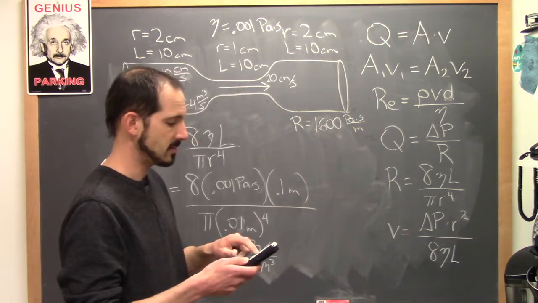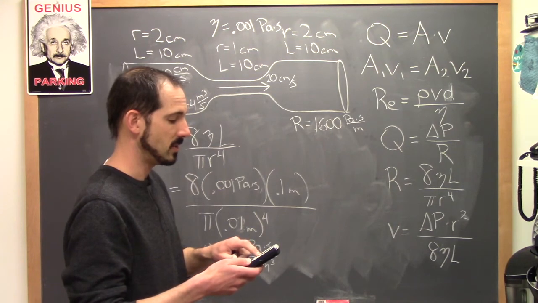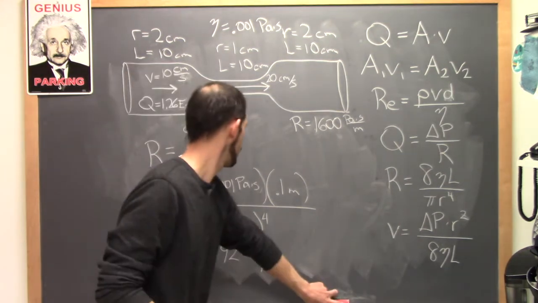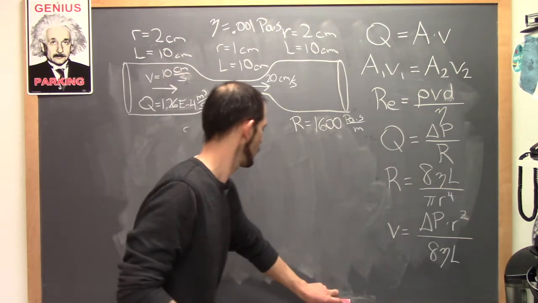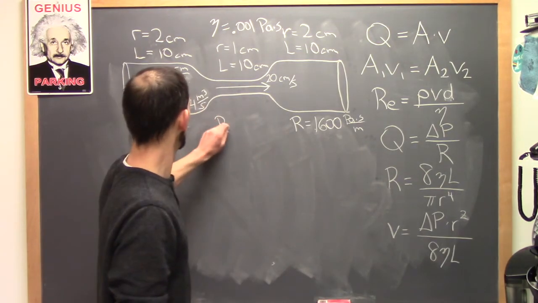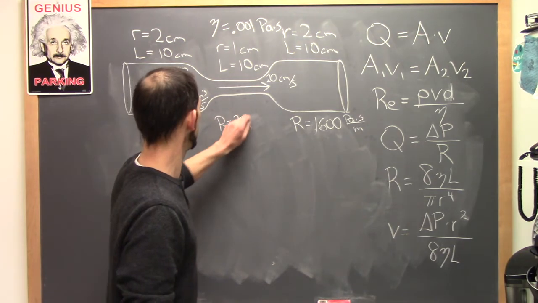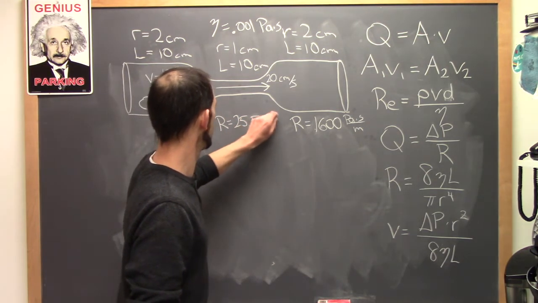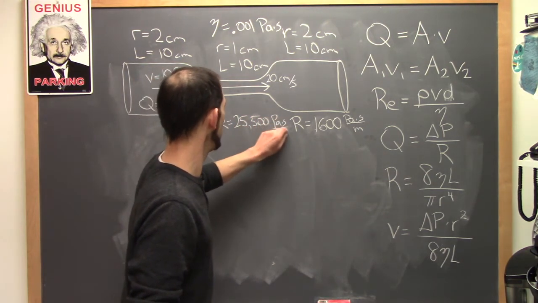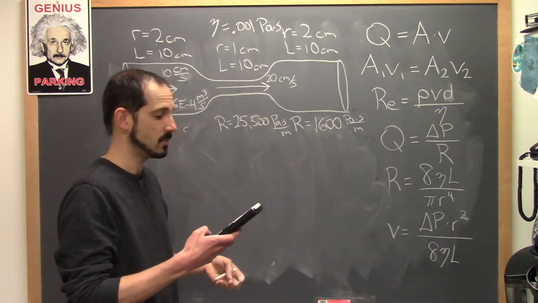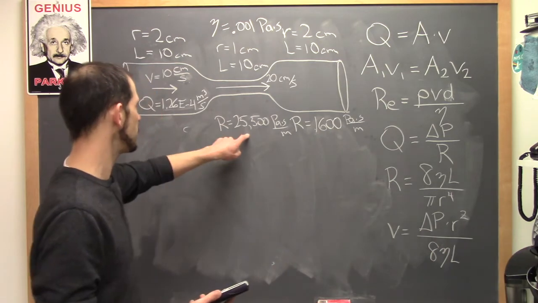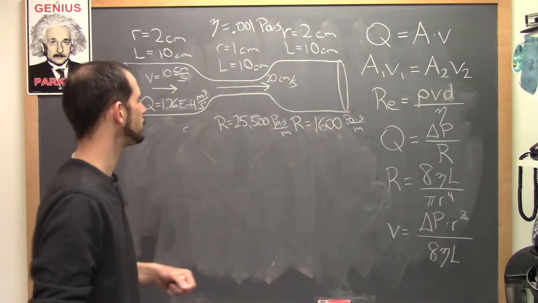And then this is going to be 25,500, we'll call it. R equals 25,500 Pascal seconds per meter. Yeah, so 1600 times a factor of 16 gives you 25,600. That's pretty close to this value that I ended up with.